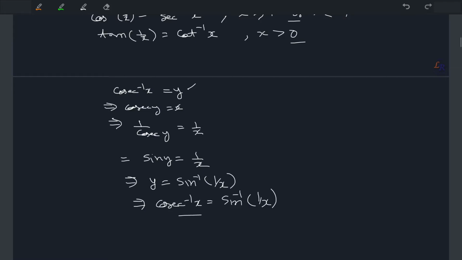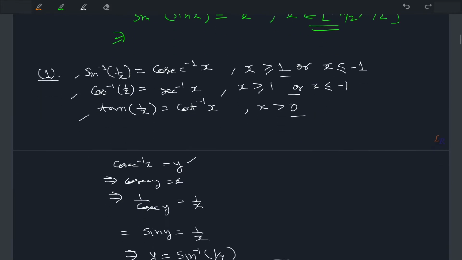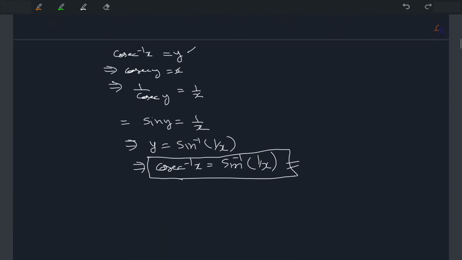See how beautifully you have defined. This is what we are talking about: sine inverse 1 upon x is equal to cosec inverse x. So this is a very simple proof. You can similarly do it for the remaining ones, either this one or this one, and see if you are getting the same result. This is a very nice property, and you can easily remember how to get it.